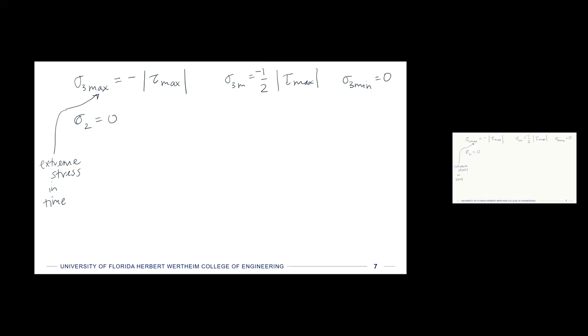All right. So now we have those. So let's calculate our maximum distortion energy.